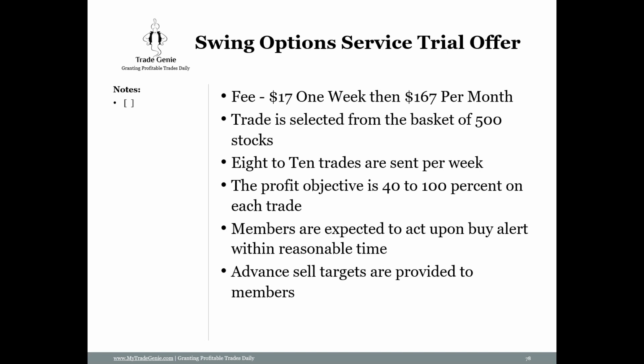And we provide the advanced sell target. So I provide the target in advance, so you can set the conditional order, like I explained to you. And I also send the alert like 99.999%. So not 100%, 99.99%. I send the alert when the stock is hitting the target to take the profit.